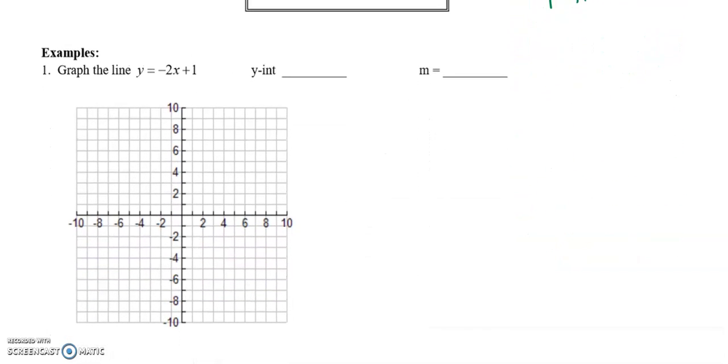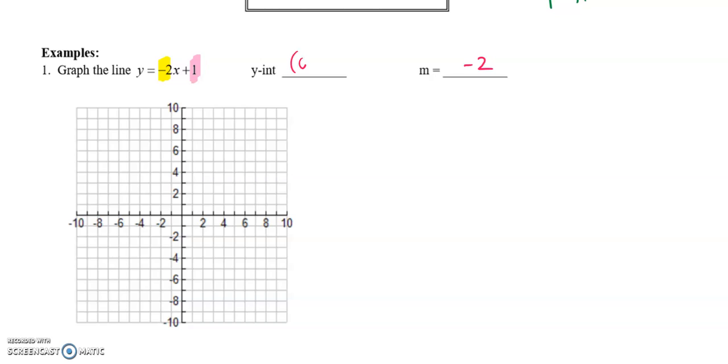We're going to graph the line y equals negative 2x plus 1. This is in slope-intercept form. That allows us to easily peel off the slope, easily peel off the y-intercept. So remember, the slope is the coefficient on the x. So our slope here is negative 2. The y-intercept comes from the constant, the plus 1.